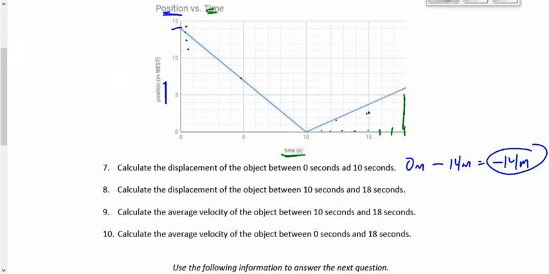Go up and over. That's going to be 6 meters minus 0 meters, my initial position. Positive 6. What does that mean? 6 to the west. In this case, because positive is west. Good. What's the average velocity between 10 and 18?